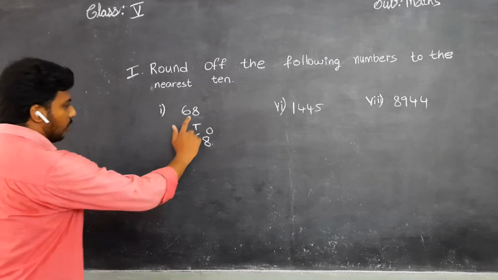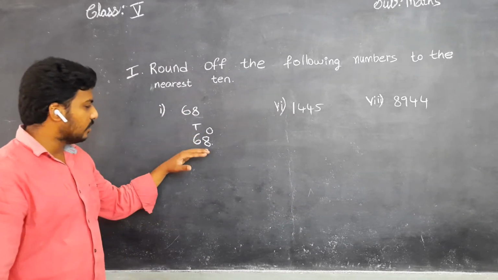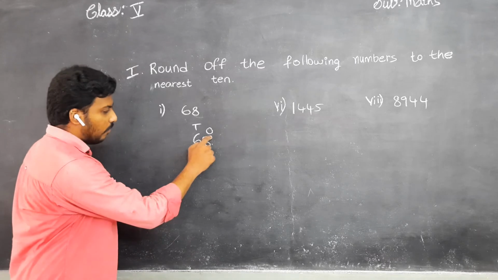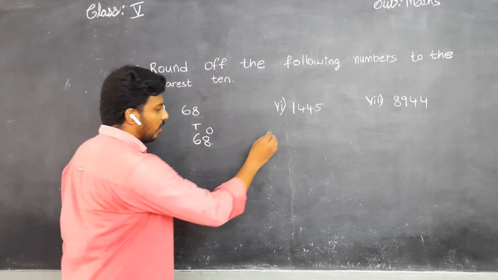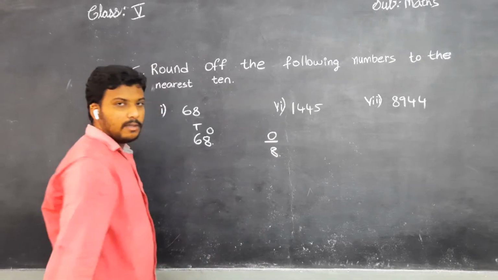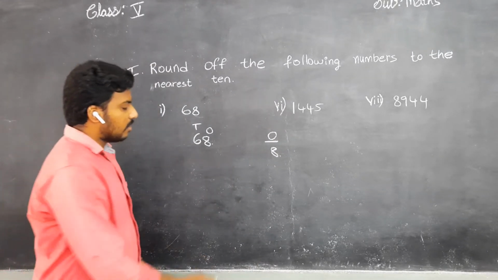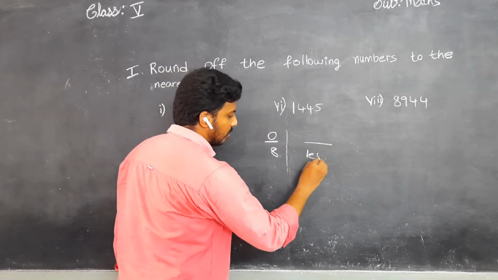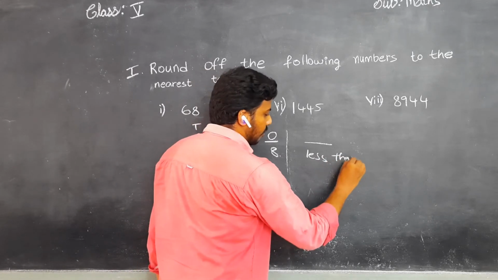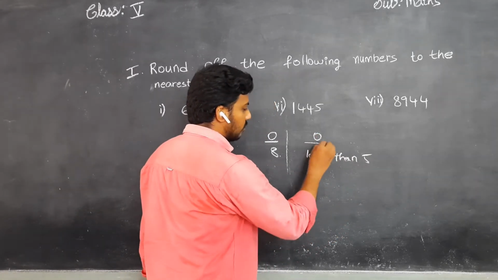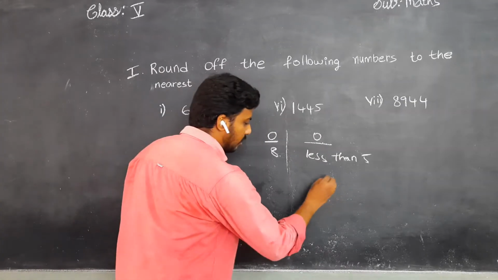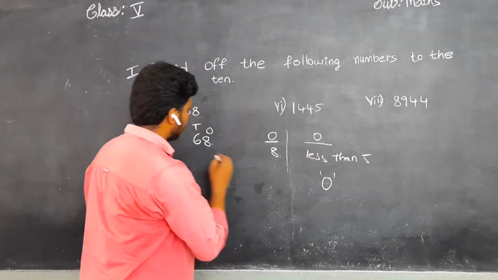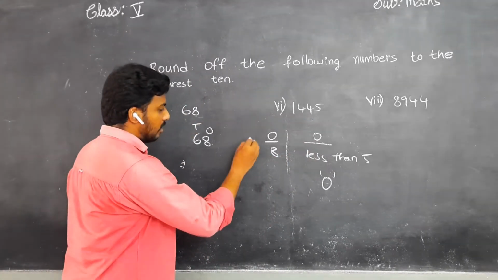See, children, they gave the value 68. For this number, you need the place value system, so you place ones and tens. In the place of ones, the value is 8. Consider if the value is less than 5 in the place of ones, then you have to keep 0 in the ones place.